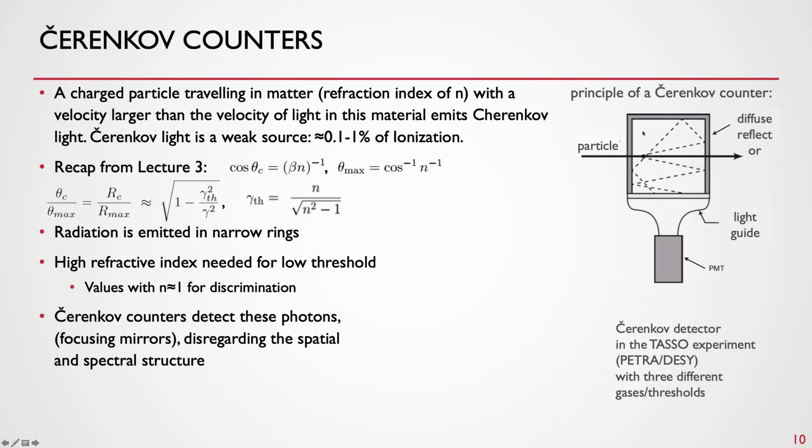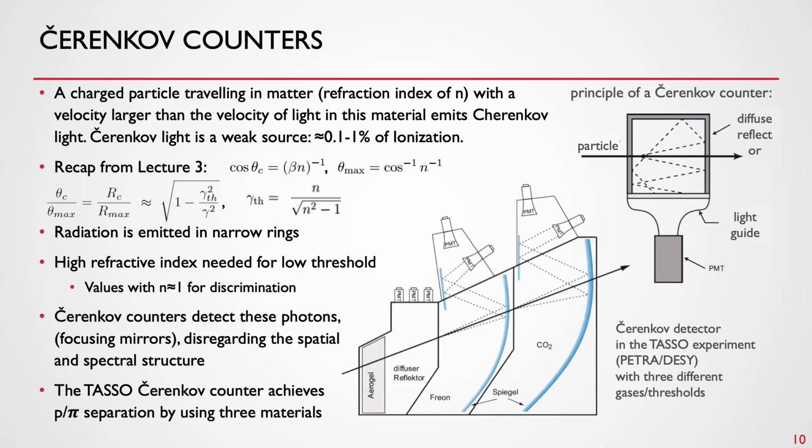The principle is like this: a particle goes through, for example, gaseous material, emits in a narrow cone Cherenkov radiation that is reflected, and a light guide is used to channel it towards a photomultiplier. If a signal is found, then you know the gamma value of your incoming particle was higher than the threshold computed from the refractive index of the gas used in the detector.